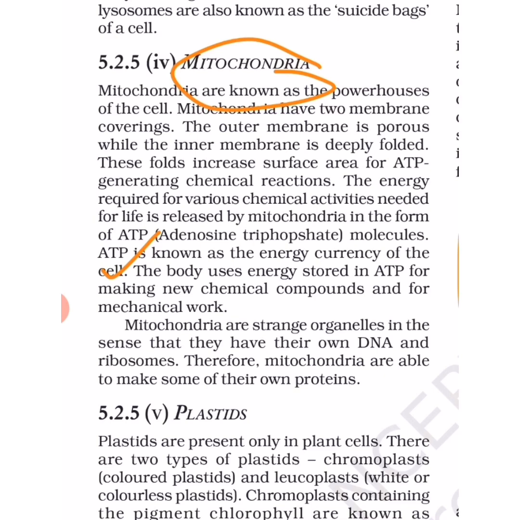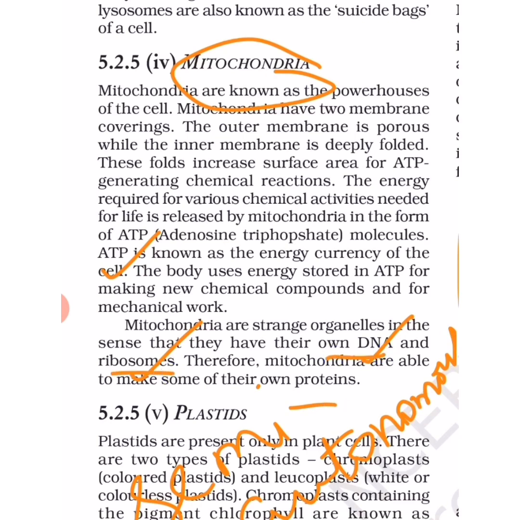So mitochondria are strange organelles in the sense that they have their own DNA and ribosomes. So they are also known as semi-autonomous. Semi-autonomous because they have their own proteins, they have their own DNA, and they have their own ribosomes. So they can self-replicate. Therefore they are not dependent on the nucleus for their replication or copying. So they are called the semi-autonomous organelles.